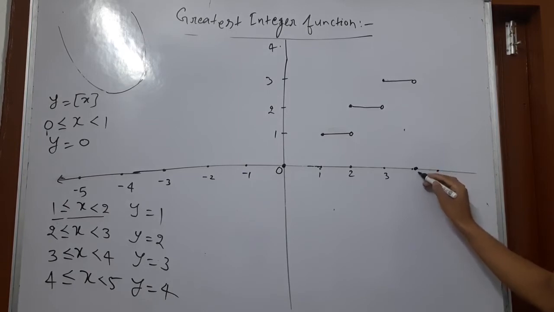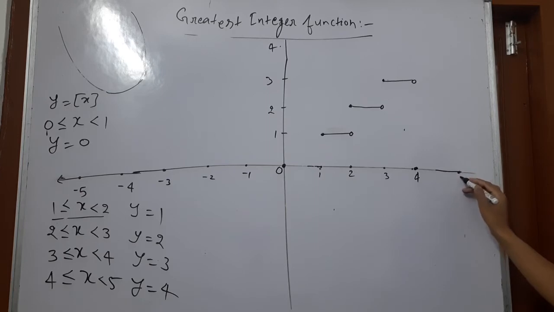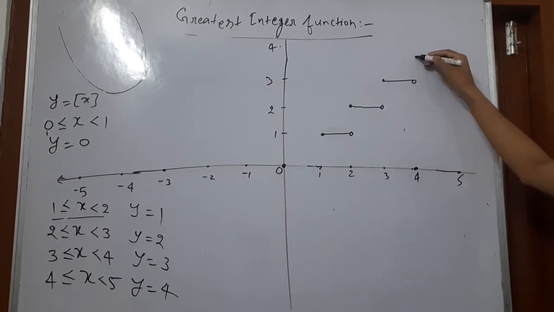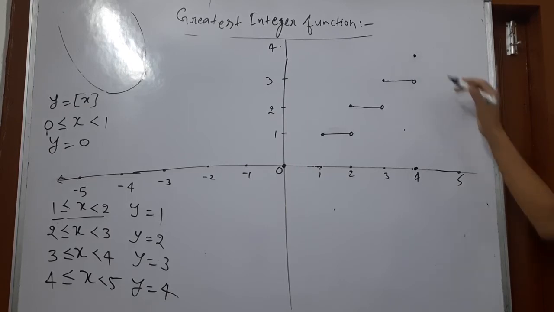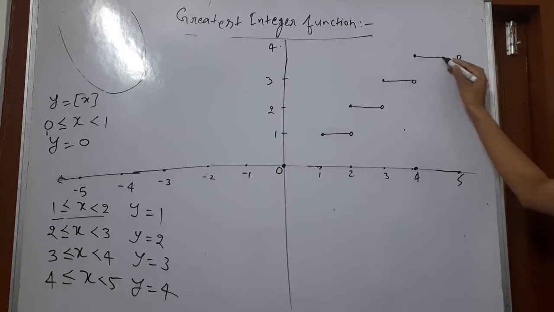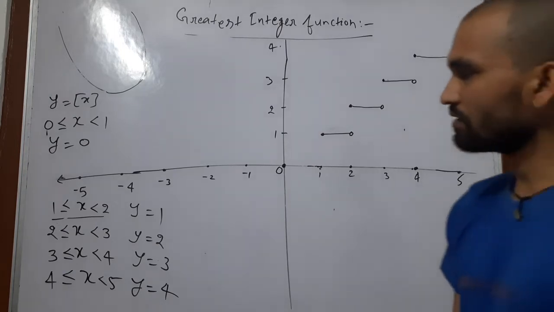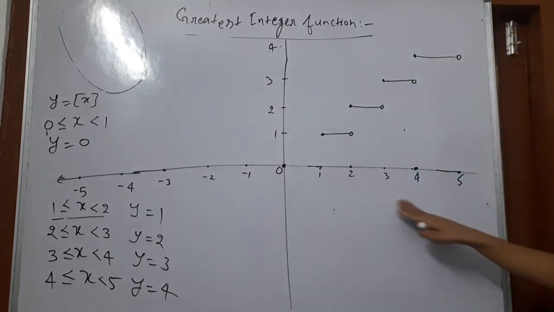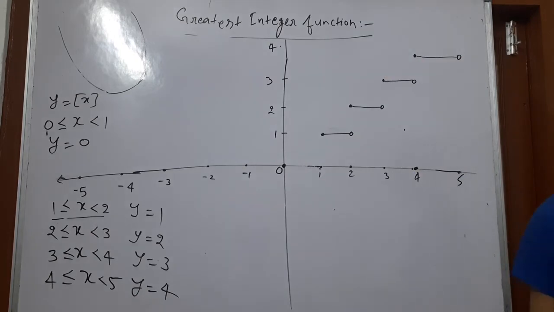Similarly for 4 here also. In front of 4, it will be dark circle, and before 5, in front of 5 it will be hollow because 5 is not included. So this is the graph for value starting from 0 and going towards positive values.